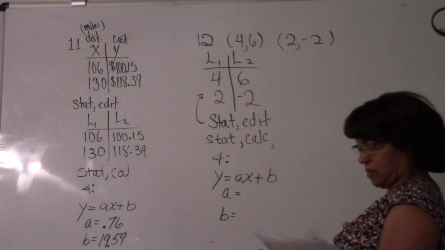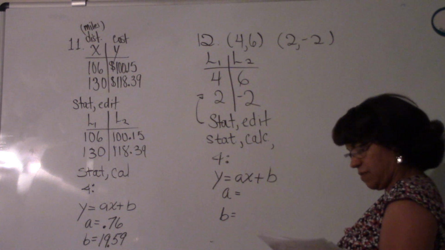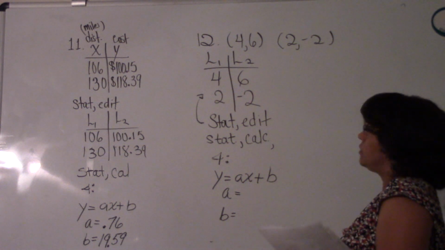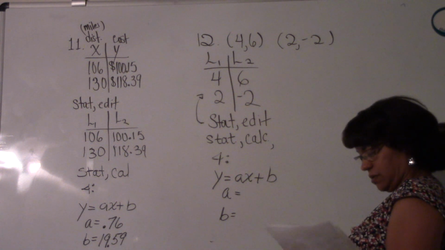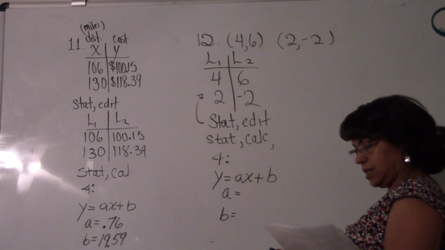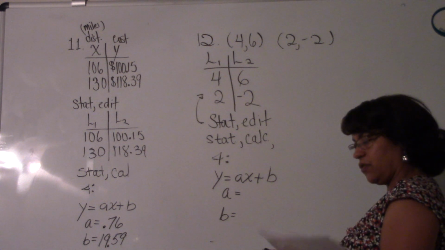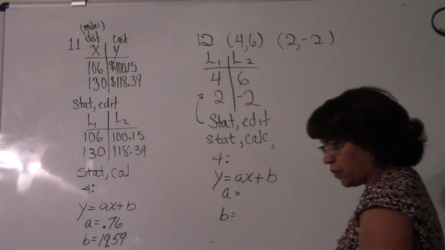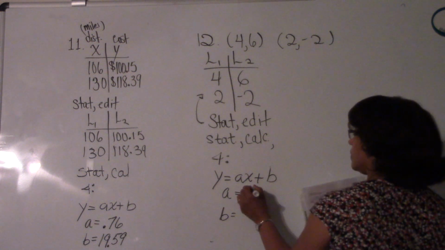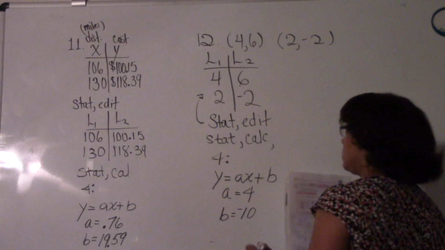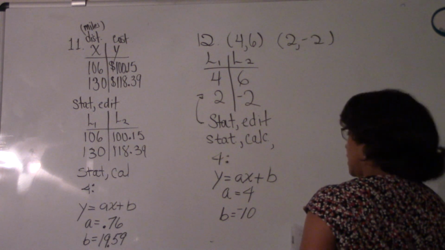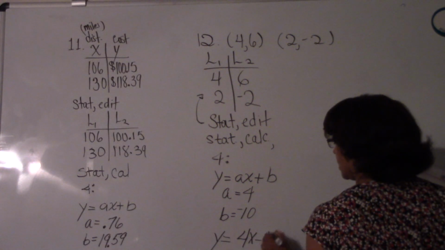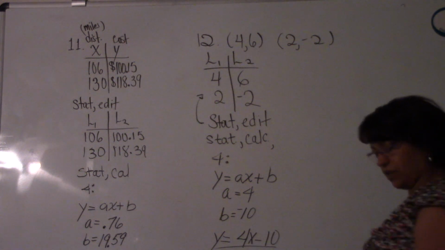I'm going to go ahead and put those numbers in. Stat. Under my L1, I'm going to put 4, 2. Under L2, I'm going to put 6 and negative 2. And then I'm going to hit stat calc. I'm going over to calc. I'm going to number 4. I'm going to hit enter. And I see that A is equal to 4 and B is equal to negative 10. So now I can write the equation of my line. Y is equal to 4x minus 10. And that is your answer for number 12.